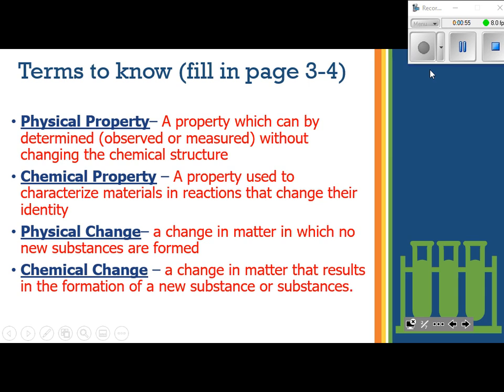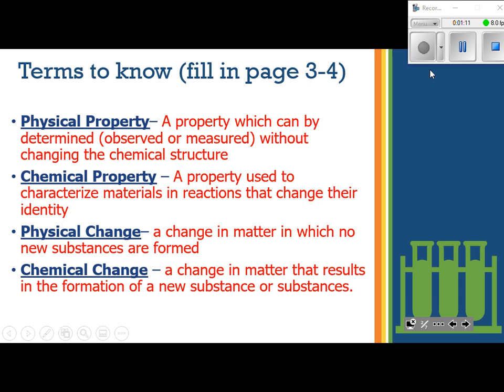A chemical property is a property used to characterize how the material is going to react. Okay, so it characterizes the material in reactions that change their identity. So I have to actually observe this chemical reaction to see how it's going to happen.